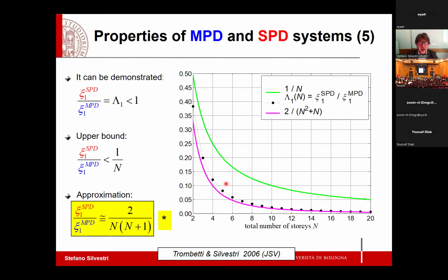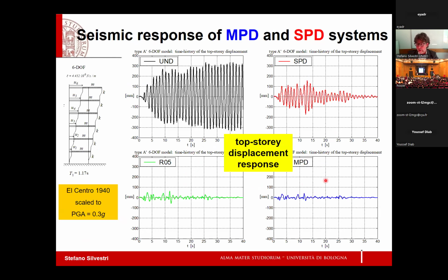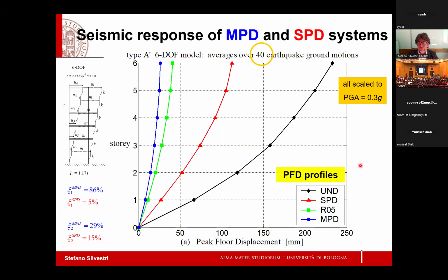So that actually, and you can find here, let's say, the analytical demonstration in this paper. So actually, it is really convenient to put the dampers to connect the story to the ground, to the story to a fixed point, a rigid concrete core. Okay, so this was the idea that drove me into the study of, let's say, mass proportional damping systems, which are much more effective in reducing the structural response.